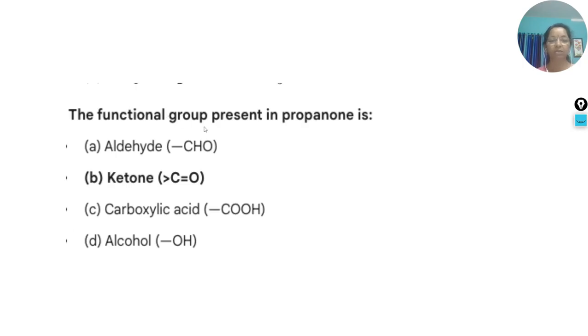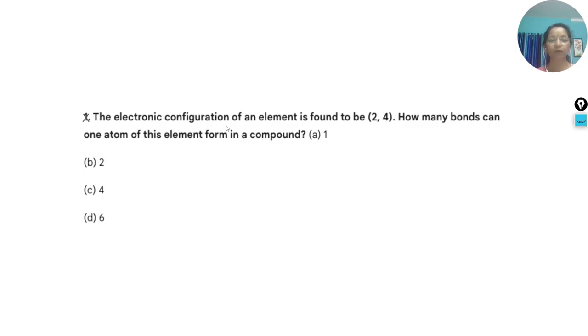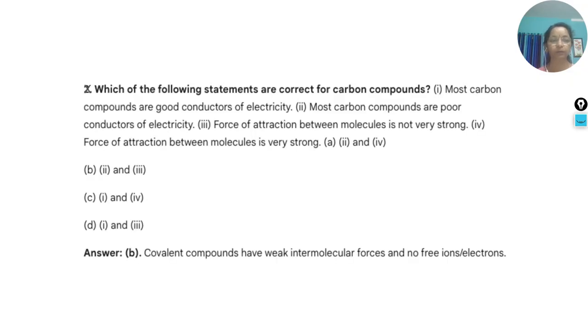The functional group present in propanone: ending in ONE, that means it should be a ketone, isn't it? Suffix ONE is for ketone. Then the electronic configuration of an element is found to be 2, 4, means the last shell is having 4 electrons. How many bonds can one atom of this element form in a compound? It needs 4 more, so it has to form 4 bonds. The answer is option C, 4. So it should form 4 covalent bonds.